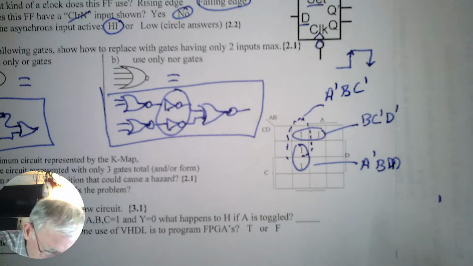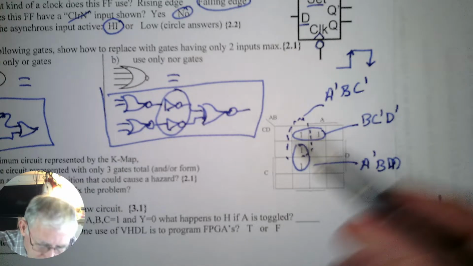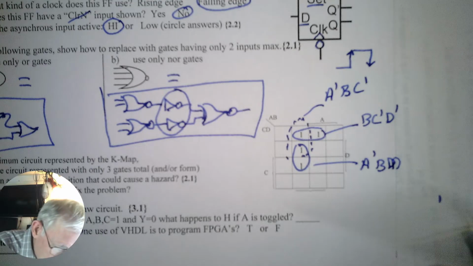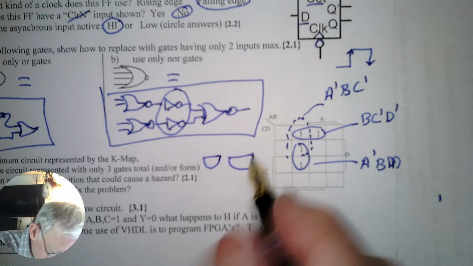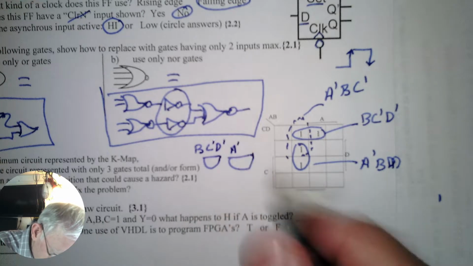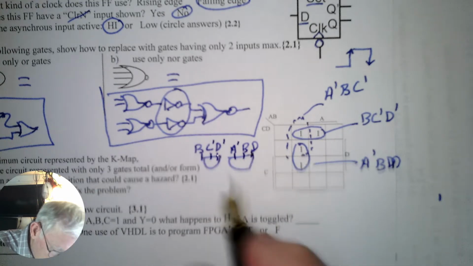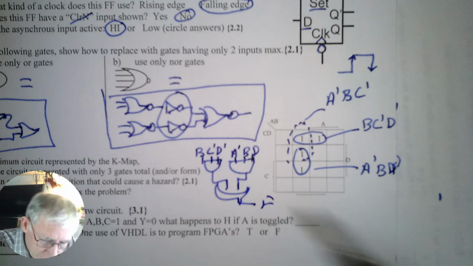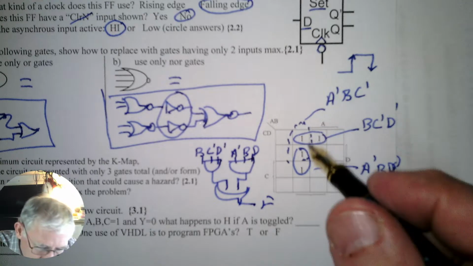All right. Now, draw the circuit represented with only 3 gates. Well, in this case, we wouldn't use a consensus term. We don't have to have it. We don't need it. So the circuit would be an AND gate here, an AND gate here. This would be B, C prime, D prime, and this would be A prime, B, D. And these would go into one output OR gate, and that's your F.